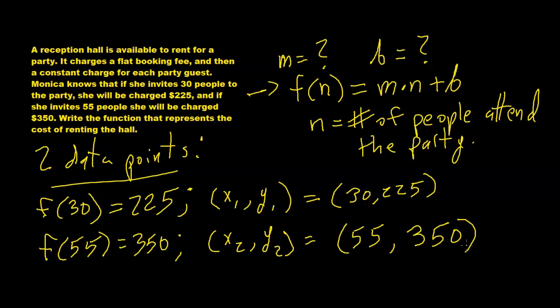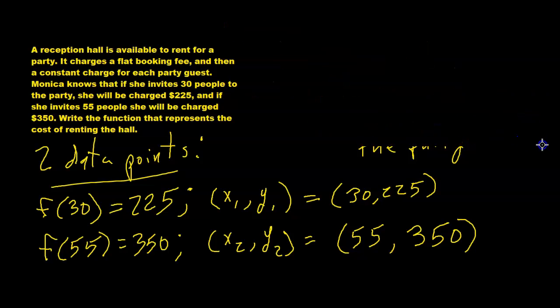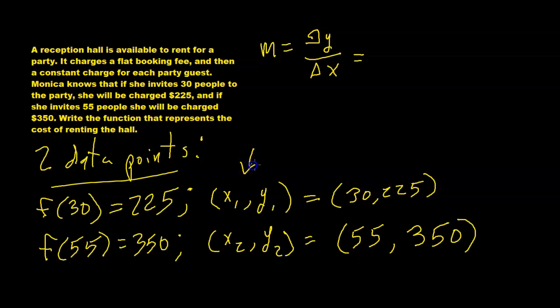Okay, so let's see if we can use that information to find the value of m first. We should be able to find the value of m, because we know that m is equal to the slope of the line that we will use to graph this linear function. And we know that m is the change in y divided by the change in x, which we sometimes call rise over run. And we have our x1, y1 coordinate and our x2, y2 coordinates.